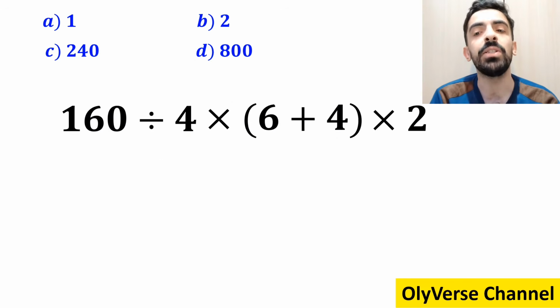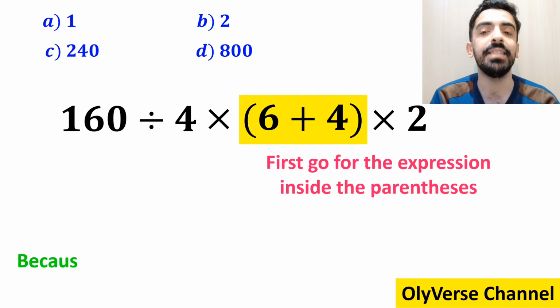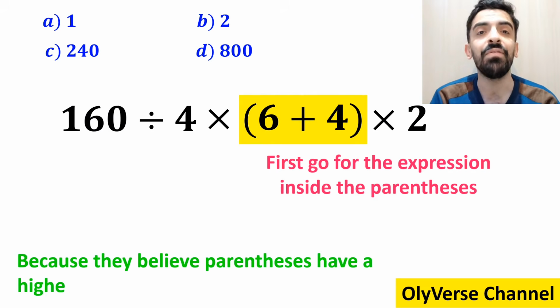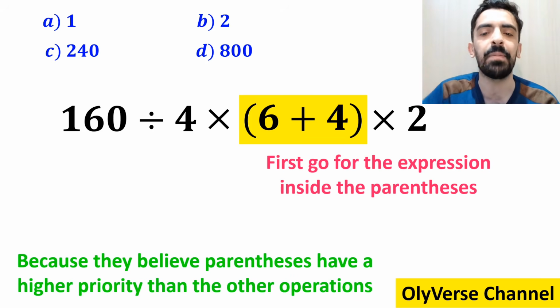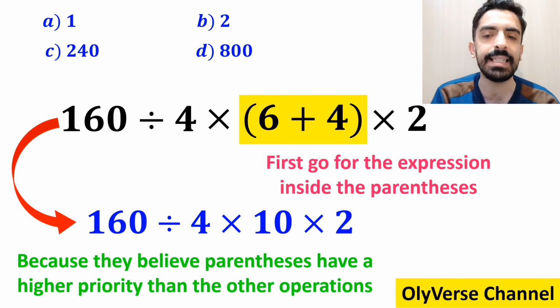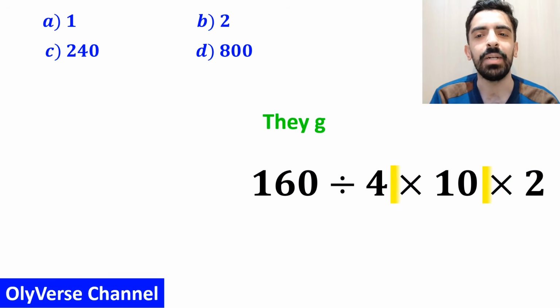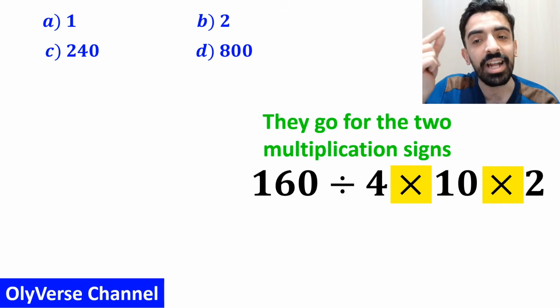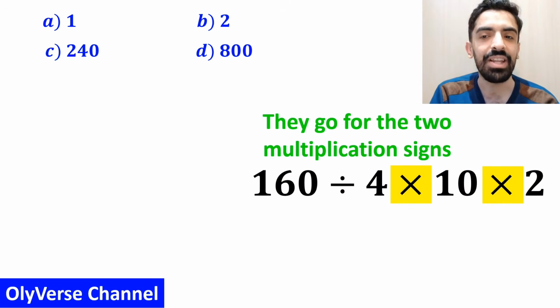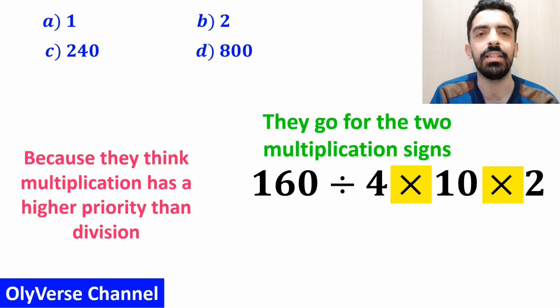Many people, when trying to solve this question, first go for the expression inside the parentheses because they believe parentheses have a higher priority than the other operations. So, they simplify this expression to 160 divided by 4 multiplied by 10 and again multiplied by 2. And the next step, they go for the two multiplication signs that I've highlighted in yellow because they think multiplication has a higher priority than division.